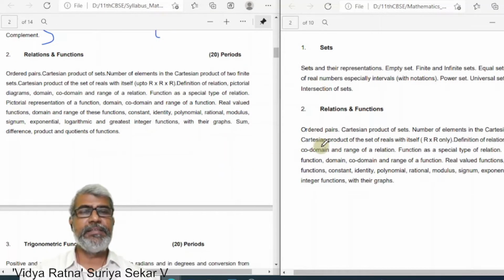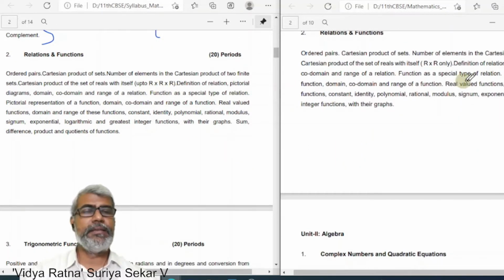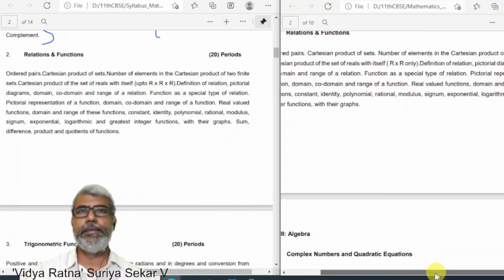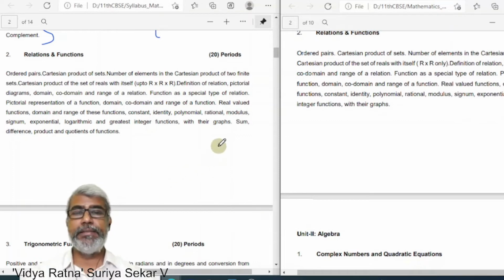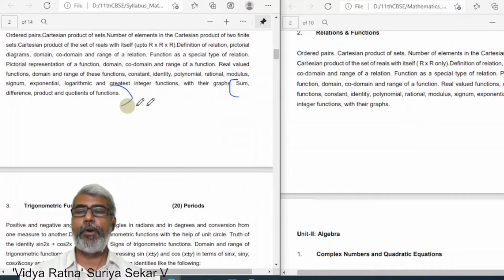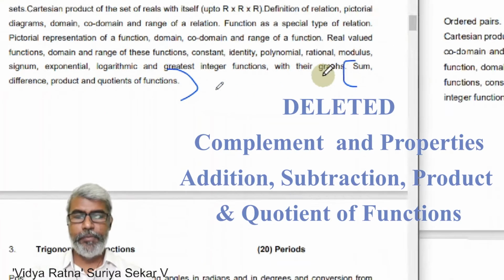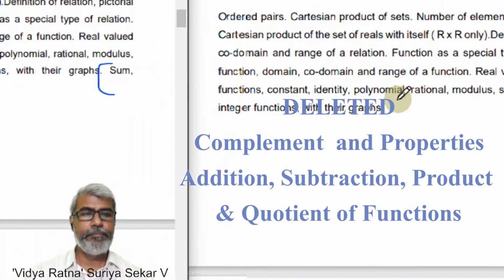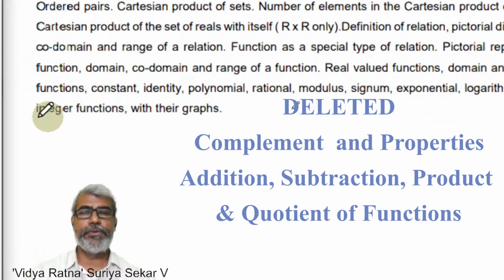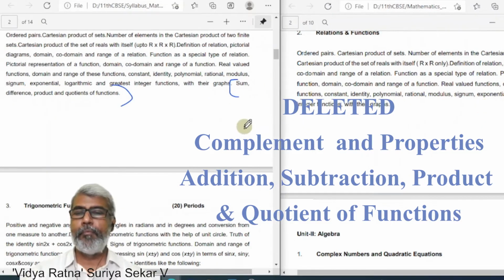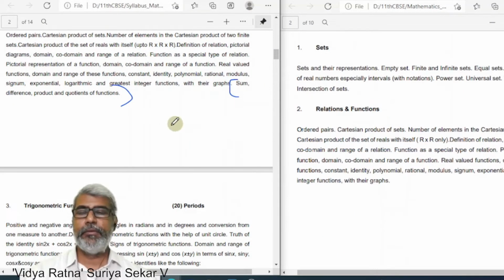Next, relations and functions, ordered pair, etc. The functions step. Let me see. Yes, you can see the sum, difference, products and quotients of functions, which is deleted. It was there earlier. This topic from your textbook, you can see, and here it is deleted. It's not there. So that is it. Unit 1 over.